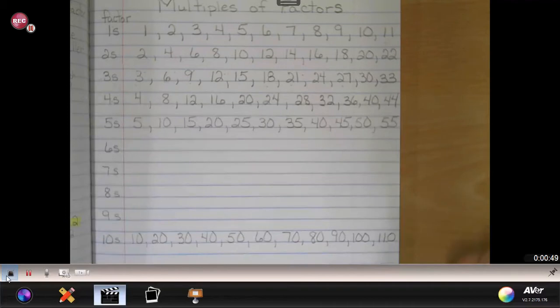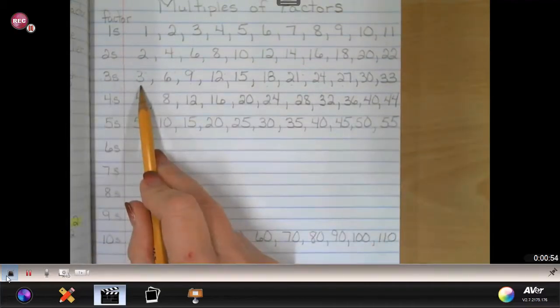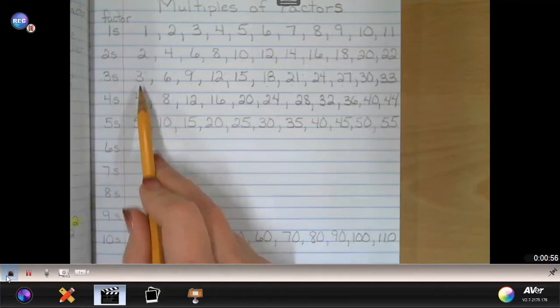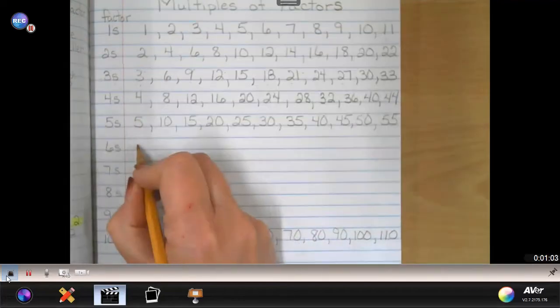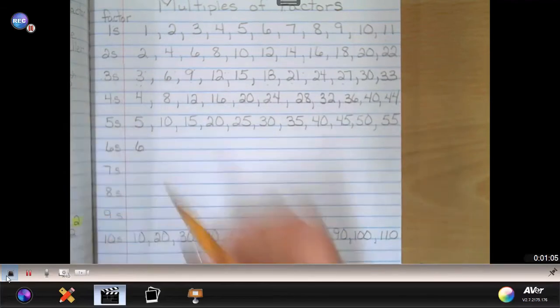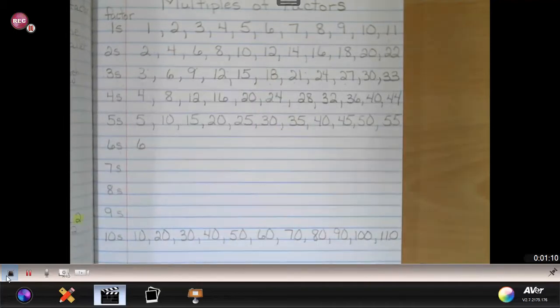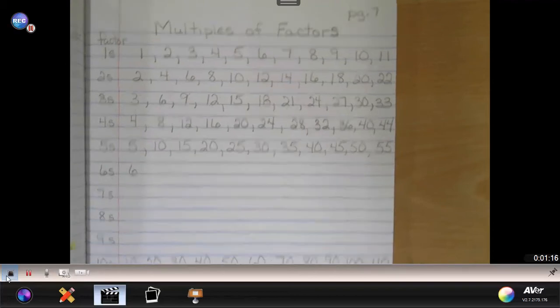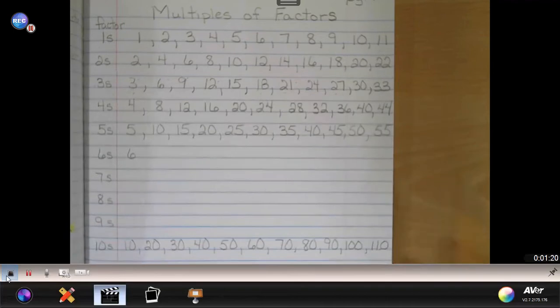So remember, 6s can be a double of your 3s. Since 3 and 3 makes 6, you can always double your 3s to get your 6s. So, one group of 6, let's get started. Make sure you have your composition notebook, a pencil, and also this is already in your table of contents. So, remember, this is page 7 on your table of contents.